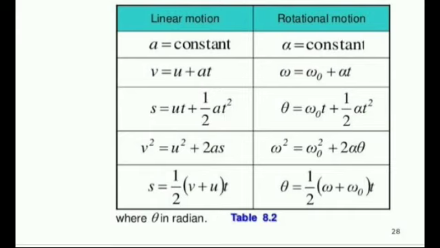Here, the linear displacement s is replaced by the angular displacement theta. The velocity v is replaced by angular velocity omega. The acceleration a is replaced by angular acceleration alpha. The initial velocity u is replaced by the initial angular velocity omega naught. That's all. These are important equations for motion.